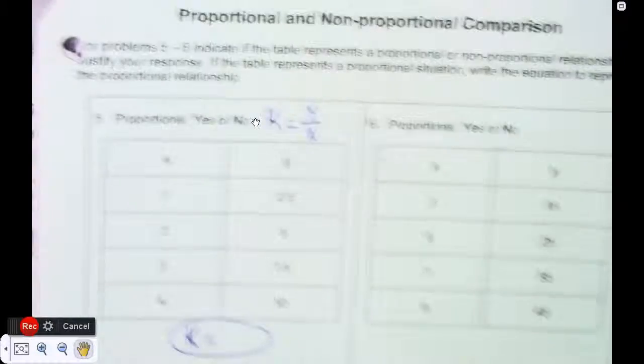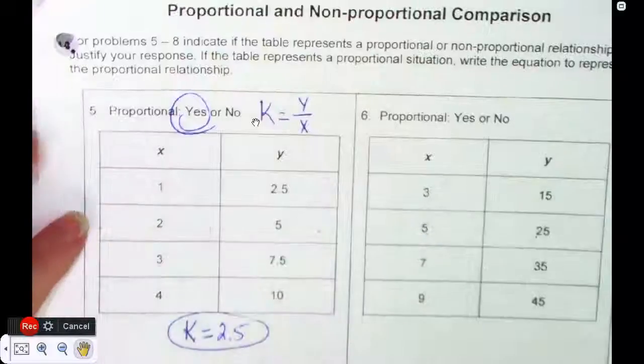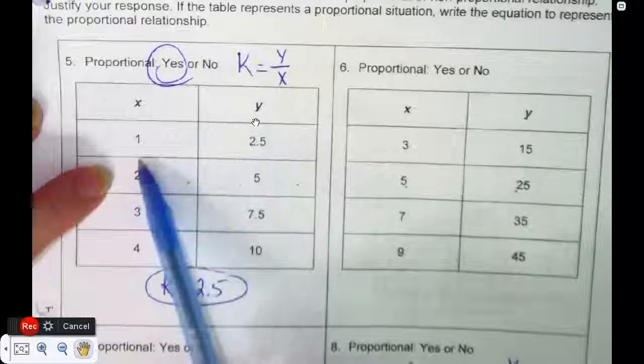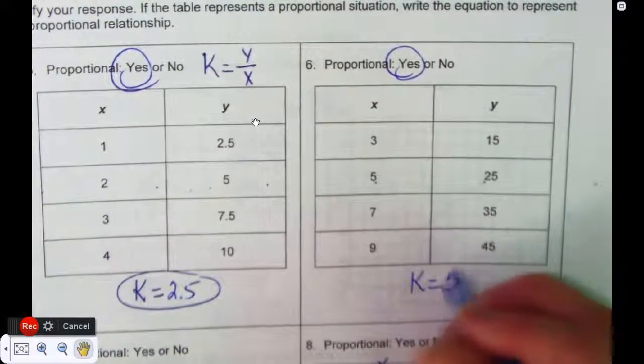Okay, next page, real quick. Okay, number 5. Yes or no? Yes. What's K? K equals 2.5. Okay? All we did, you people that were absent, is divide the y by the x. We got 2.5 all the way down. Okay, number 6. Yes. What's K? 5.